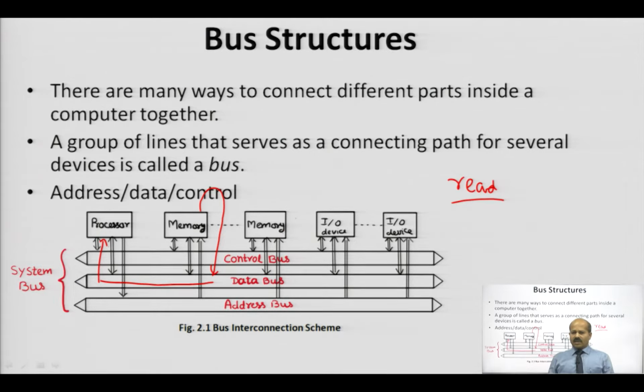So, these three buses are used to transfer data from one unit to another unit. This way we can understand how the system bus performs data transfer between different components of the system.